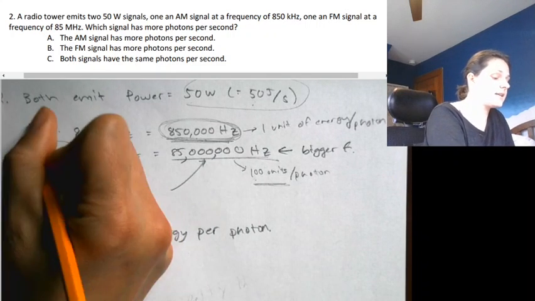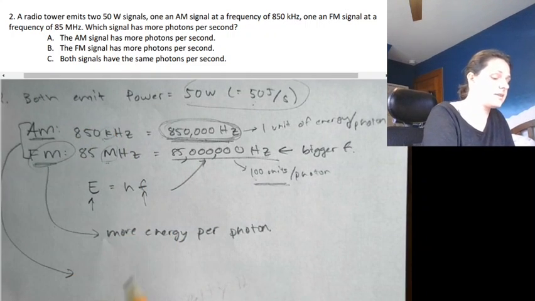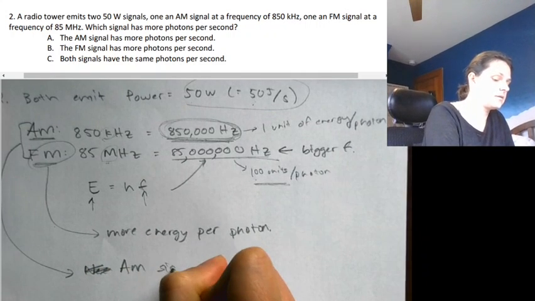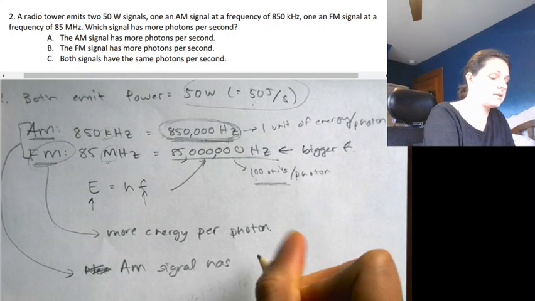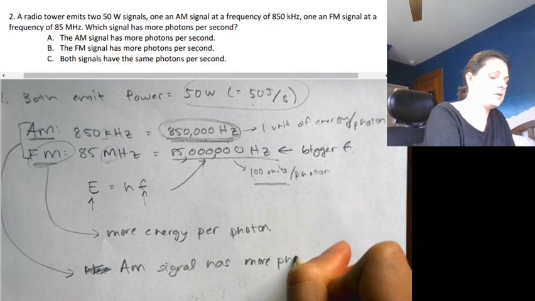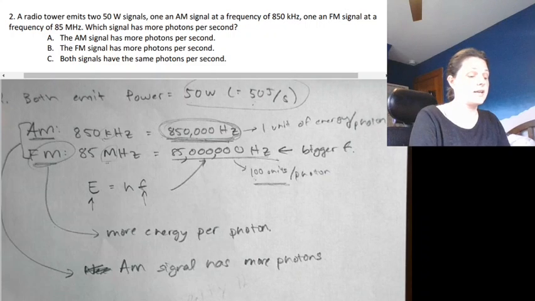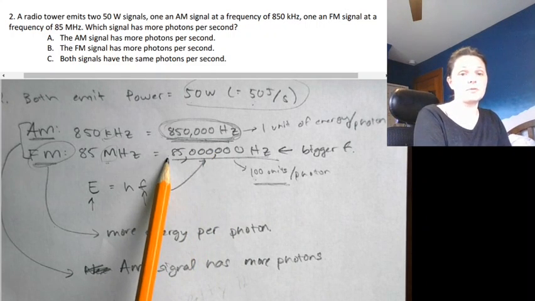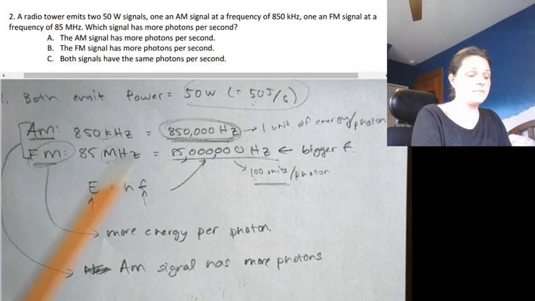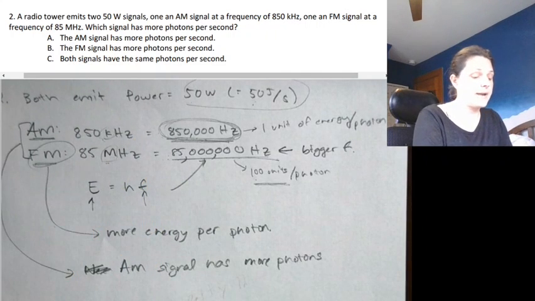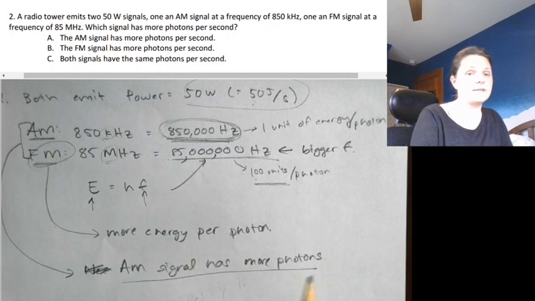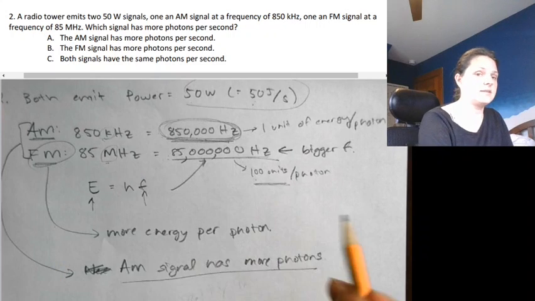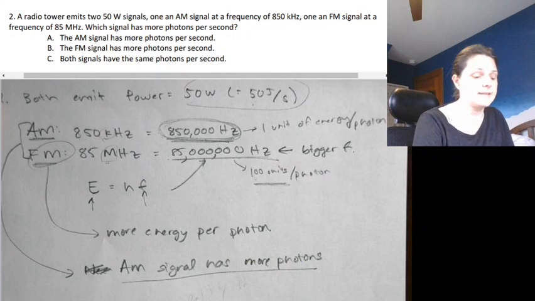Okay, so from this analysis, I'm going to conclude that the AM signal has more photons. And if I needed to be quantitative, I could even say that the AM signal doesn't just have more photons, it has 100 times more photons, because the frequency is 100 times smaller for the AM. So we will circle A: the AM signal has more photons every second.